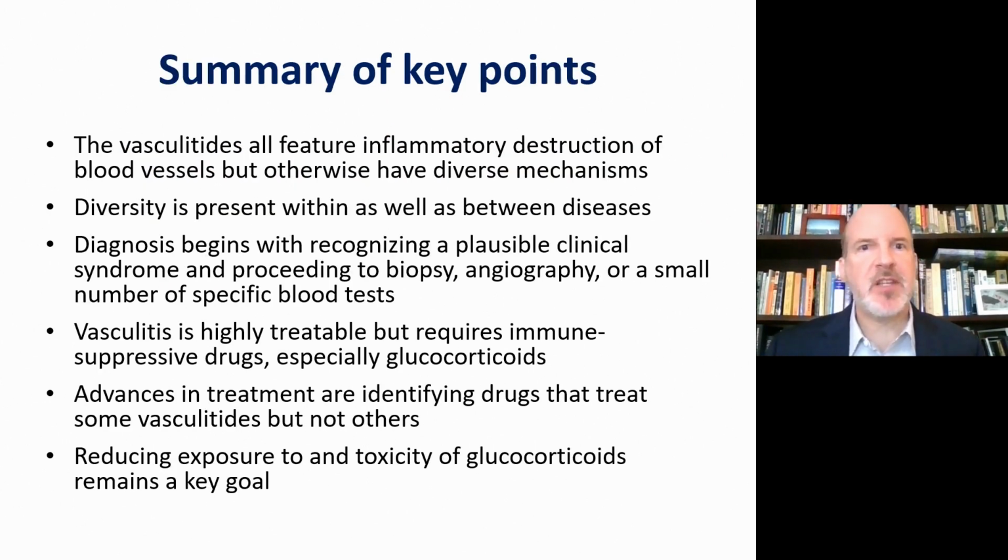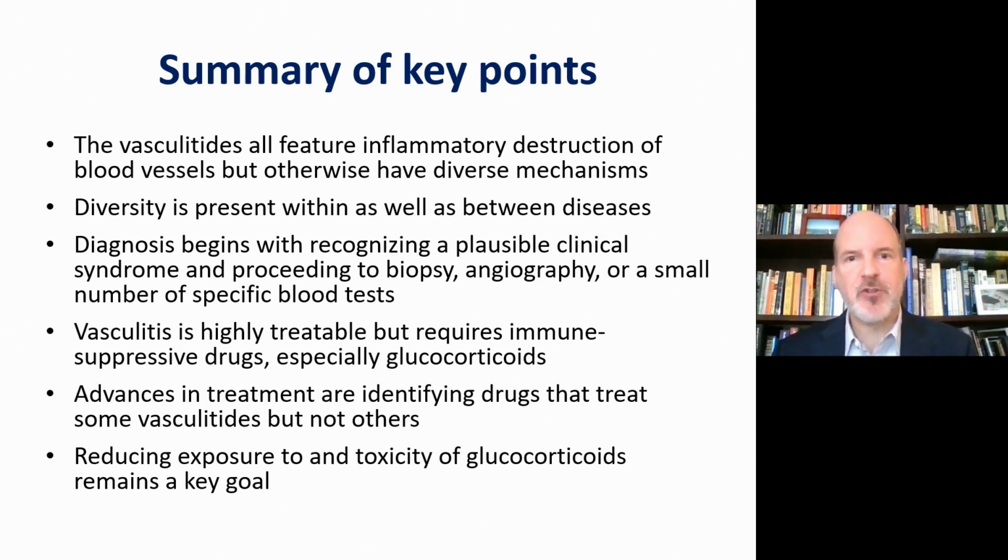I want to summarize some of the key points. The first is the term vasculitis encompasses a lot of different diseases. The one feature they have in common is inflammatory destruction of blood vessel walls. Otherwise, a lot of diversity, as I'll get into. There's also diversity within each disease as well. The diagnosis is done kind of in the old-fashioned way of putting together generally a history, physical exam, objective findings that almost always include labs and either imaging or biopsy.